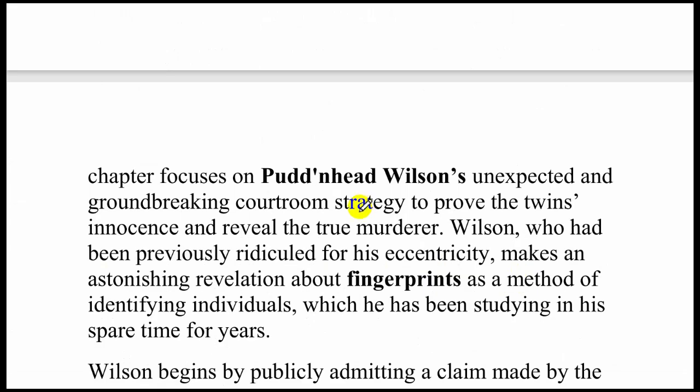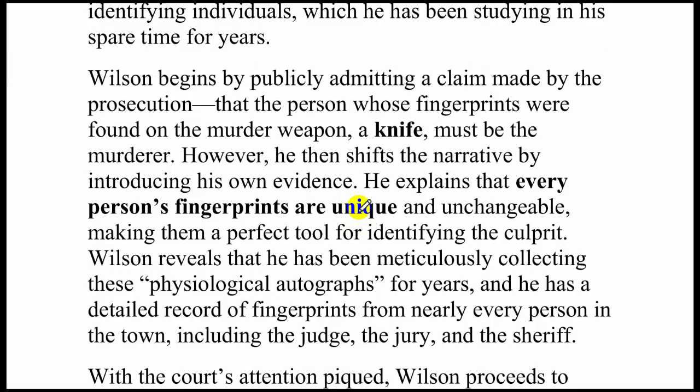Wilson, who had been previously ridiculed for his eccentricity, makes an astonishing revelation about fingerprints as a method of identifying individuals, which he has been studying in his spare time for years. Wilson begins by publicly admitting a claim made by the prosecution that the person whose fingerprints were found on the murder weapon, a knife, must be the murderer.